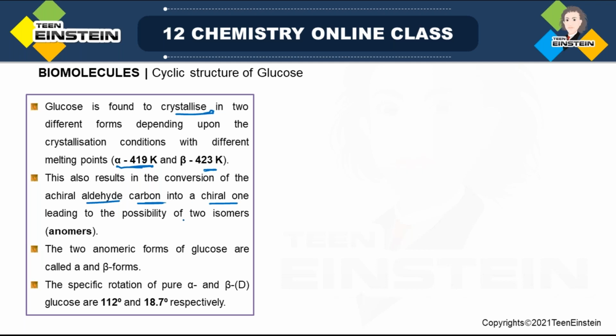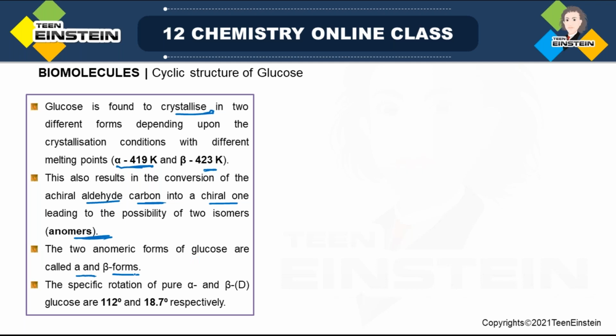Remember, carbon number 1, initially that was aldehyde. Just remember the open structure. It is simply aldehyde, right? It is not a chiral center. But once it is attacked by the 5-hydroxy group, now there is generation of a chiral center. So it is mentioned achiral aldehyde carbon. Now it is converted to chiral 1, and as a result, there will be two possibilities. Either it will be R configuration or S configuration. So that is why we are getting two isomers, and these two are related to each other as anomers. And these two anomeric forms are beta glucose and alpha glucose.